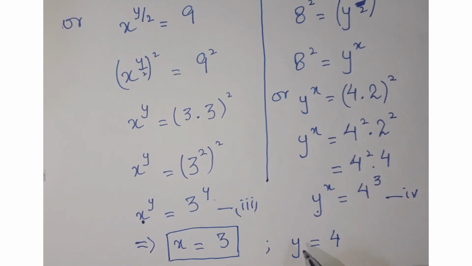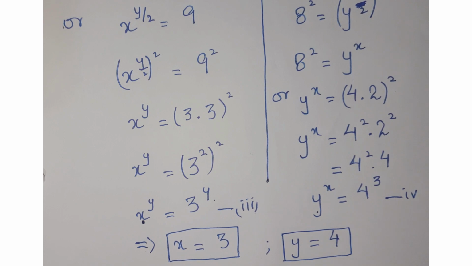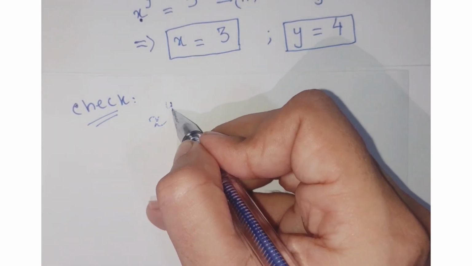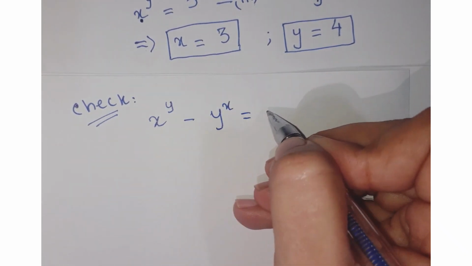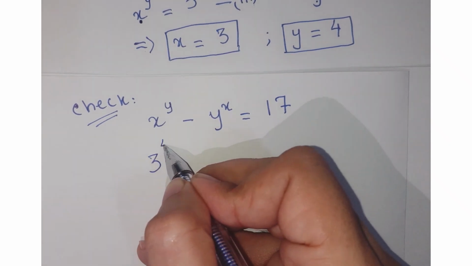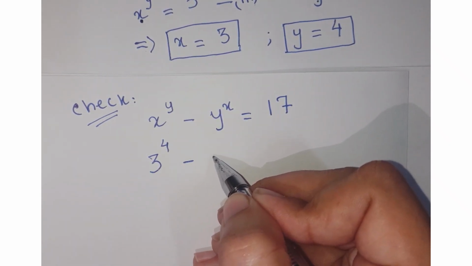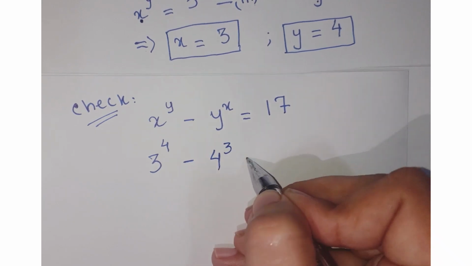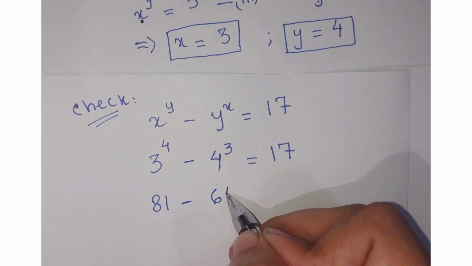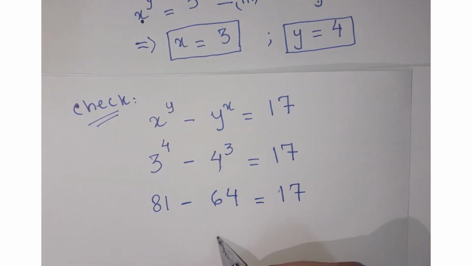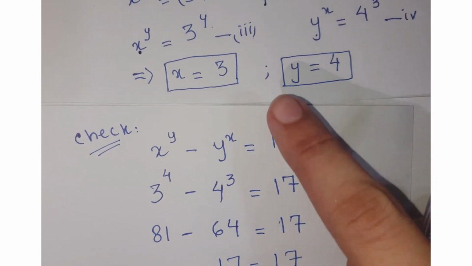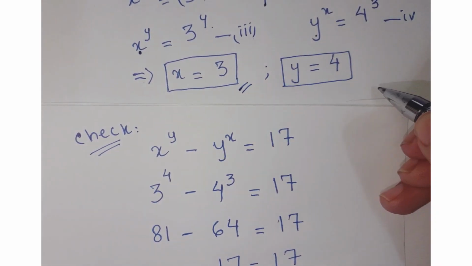Now let me check this solution by putting these values in our equation. Just put these values in the given equation, that is x to the power y minus y to the power x is equal to 17. So we have x is 3, y is 4, minus y is 4 and x is 3. So we have this is 81 and this is 64, is equal to 17, and 17 is equal to 17. So our required solutions are x is equal to 3 and y is equal to 4.